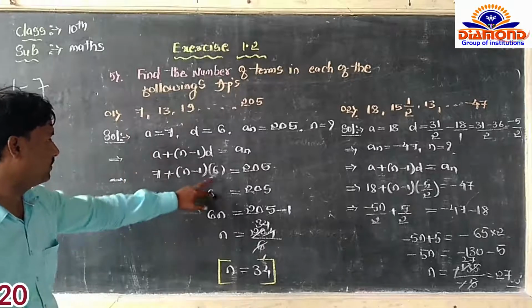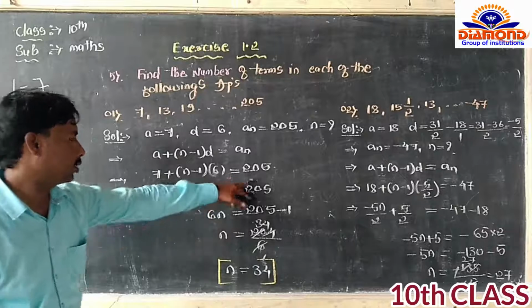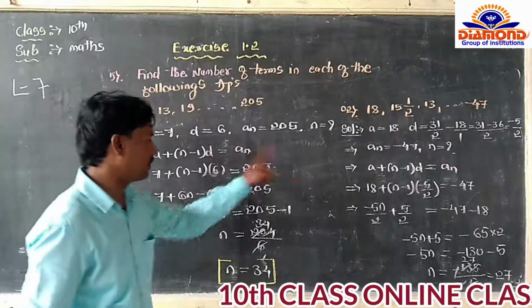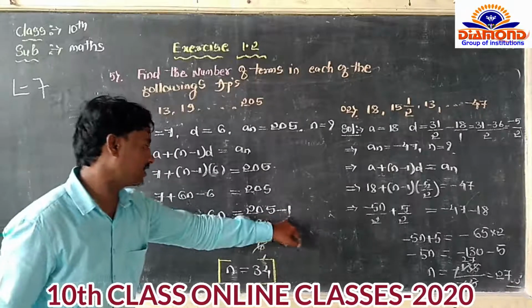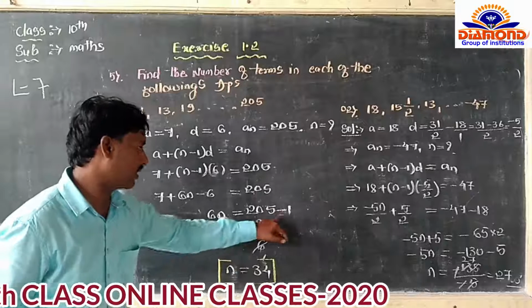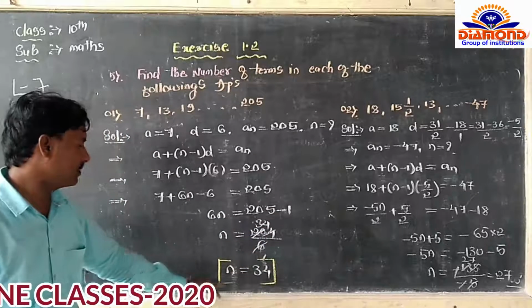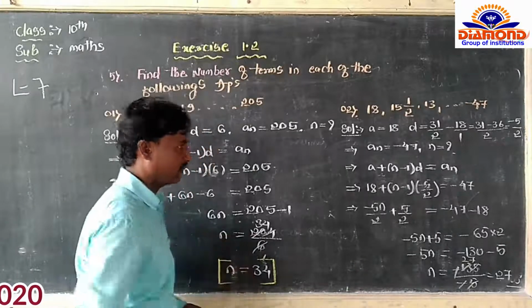Afterwards we came here, 6 into n is 6n. 6 into 1 is 6, minus 6. 205 plus 7 minus 6 is equal to 1. Transfer that side, it becomes minus 1. 6n is equal to 205 minus 1, so n is equal to 204 divided by 6, 6 fours are 24. Means the number of terms is equal to 34, dear students. I think you understood very well.